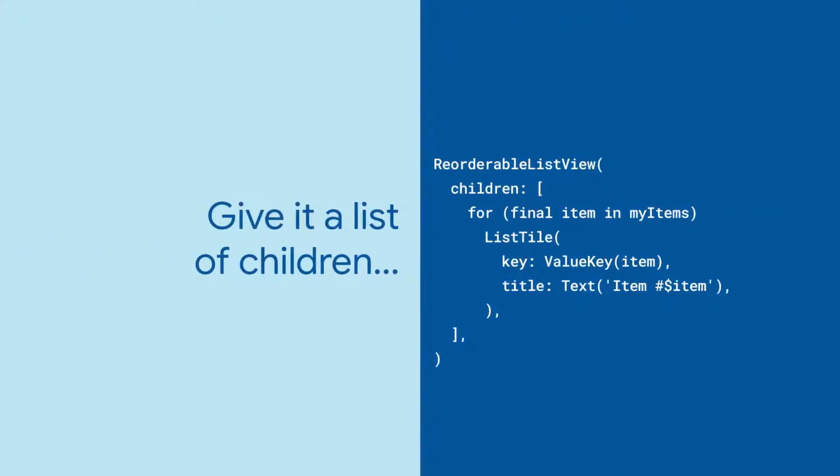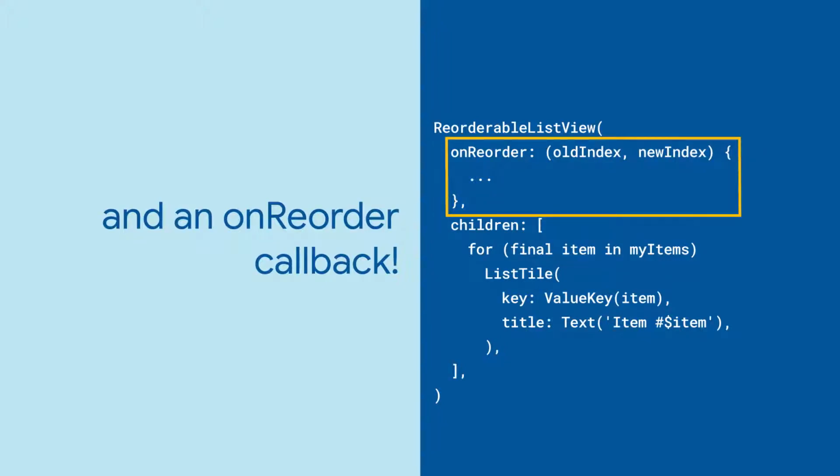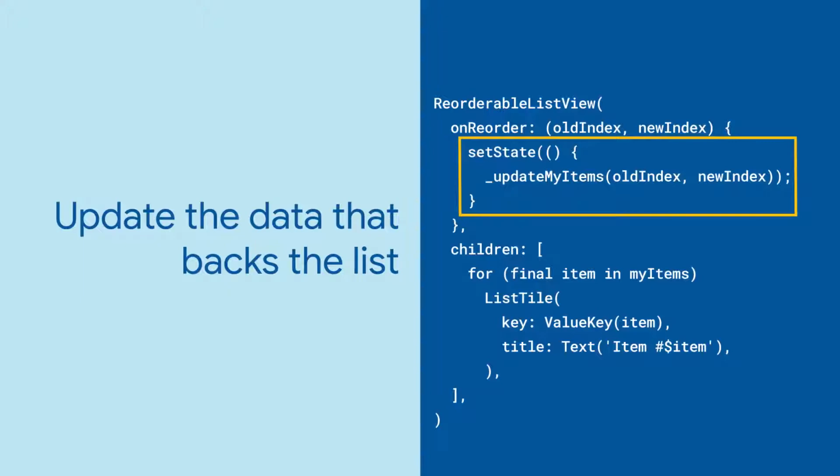To make this work, ReorderableListView takes a list of child widgets. List tiles work great, plus an onReorder callback that's invoked when the user reorders the list. You can use it to update the list of items that backs the ReorderableListView.